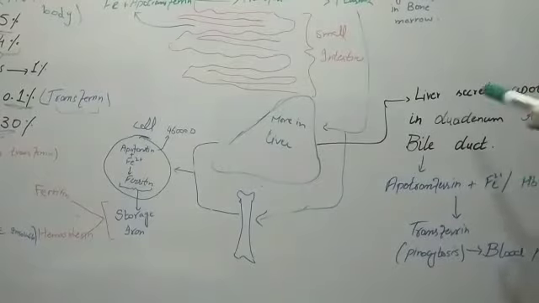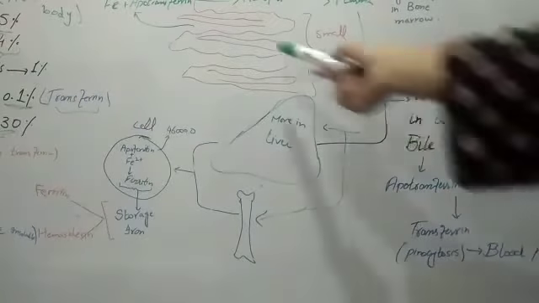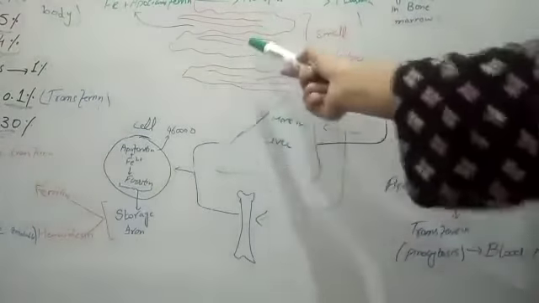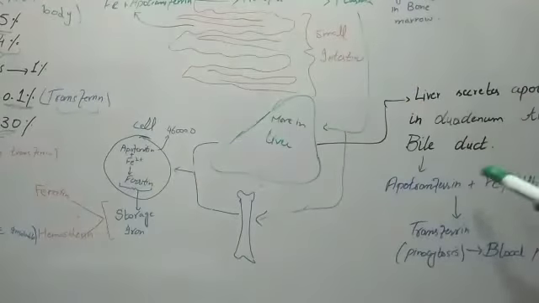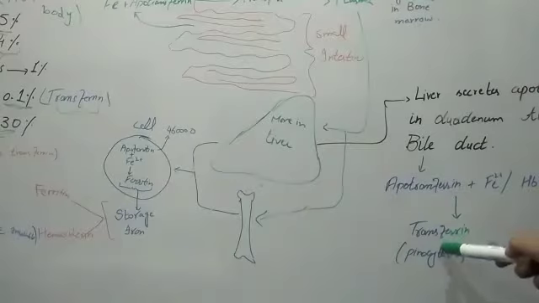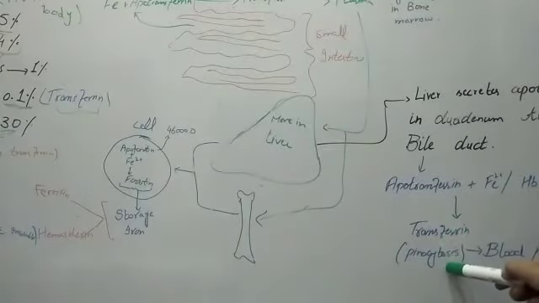diet. So apotransferrin in the small intestine, which is released by the liver through the bile duct, combines with iron, hemoglobin or myoglobin, any form of iron present inside our small intestine, into our duodenum to form transferrin, and then transferrin gets inside the blood plasma by pinocytosis. Here is a brief description of iron metabolism.